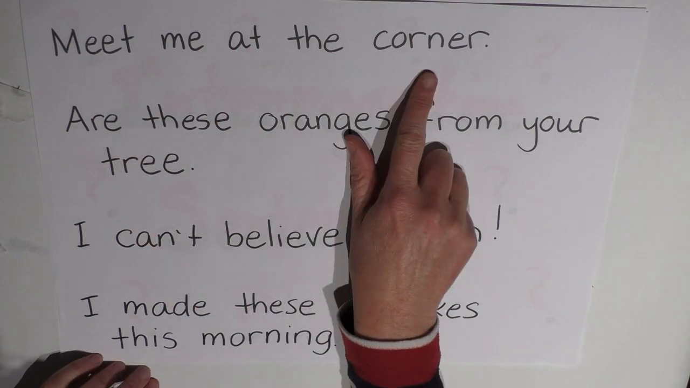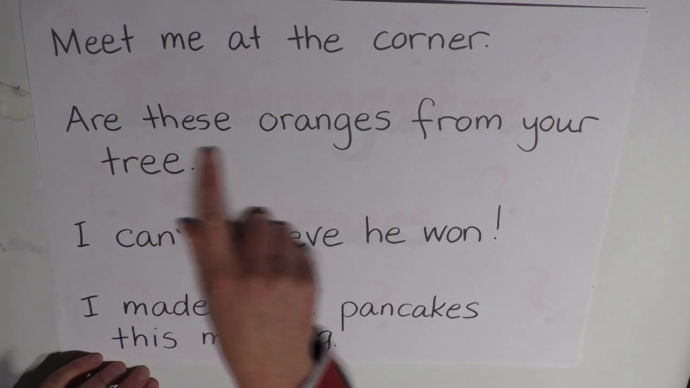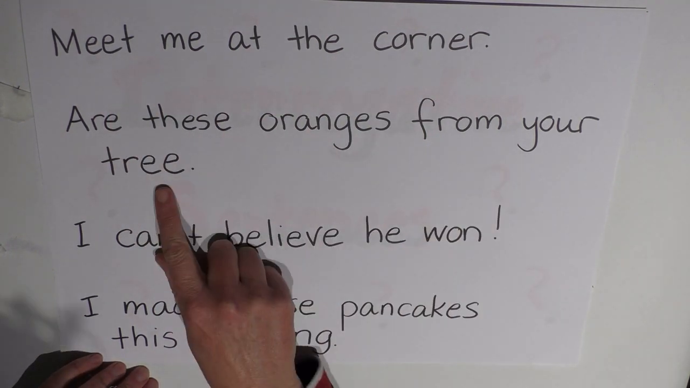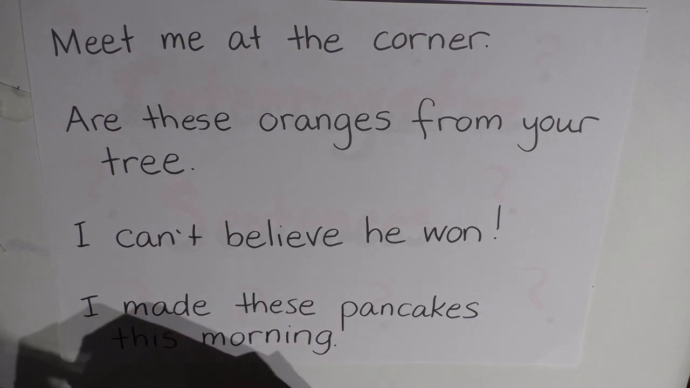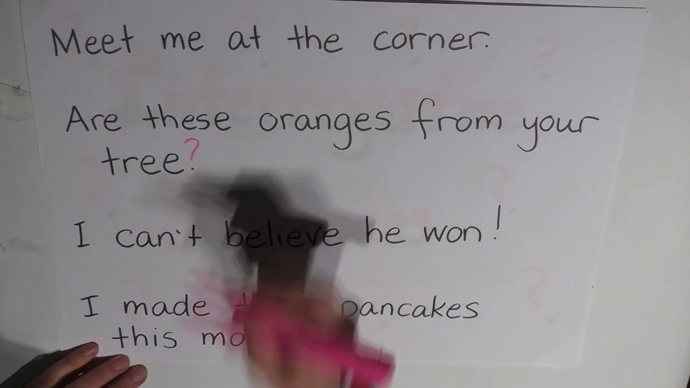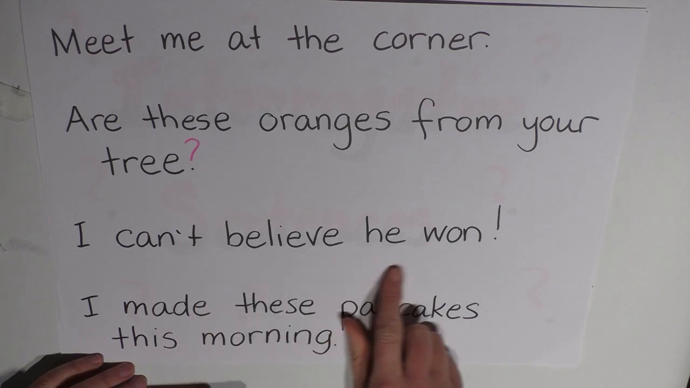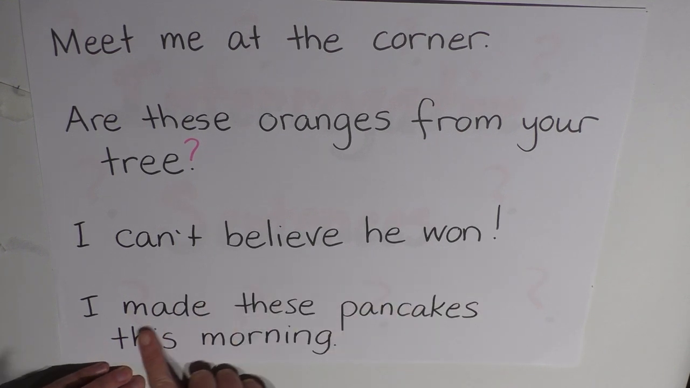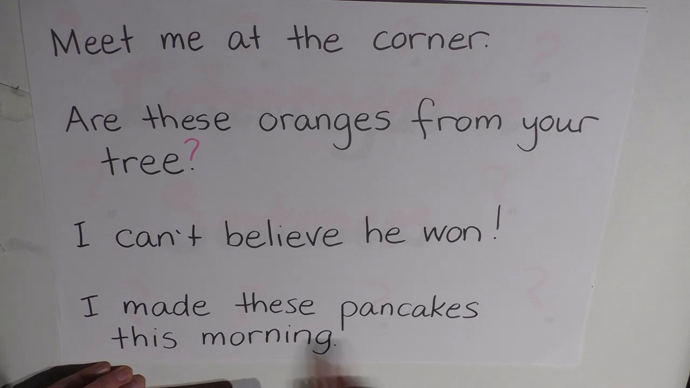We have "meet me at the corner." "Are these oranges from your tree?" There really should be a question mark on that, so we'll pop it there now. "I can't believe he won!" Exclamation mark. "I made these pancakes this morning." Okay, so here are 4 sentences and only one of them is a declarative sentence. Let's see if we can figure out which one it is.